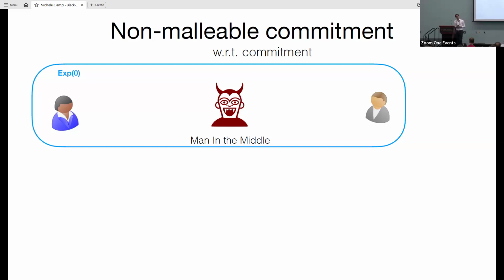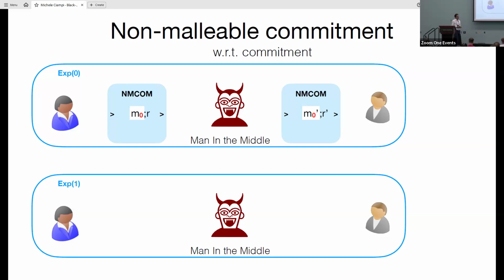So you consider this experiment where you have, again, a man in the middle, but this time this man in the middle acts as a receiver for a commitment, okay? So the man in the middle receives this commitment. This is a commitment of M0 in this experiment here, and generates a commitment of some message M0 prime. So then we can consider another experiment 1, where instead the man in the middle here receives a commitment of a message M1. Okay? And again, the man in the middle generates a commitment of some message M1 prime.